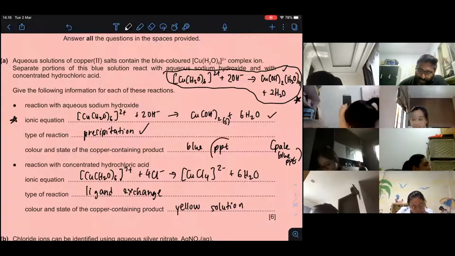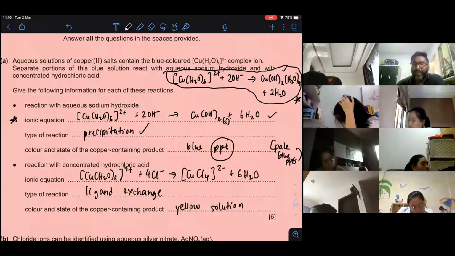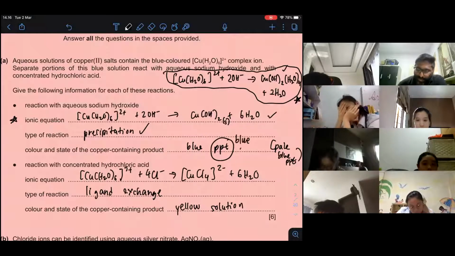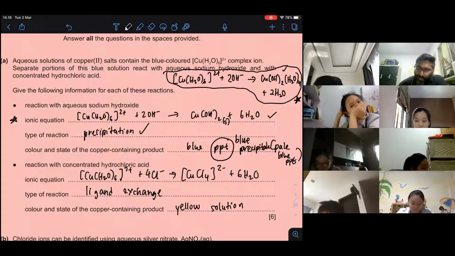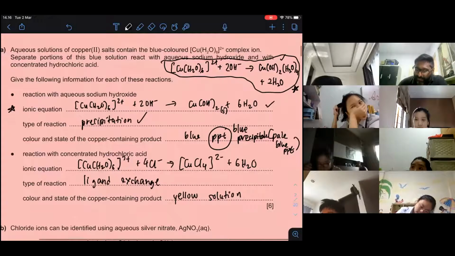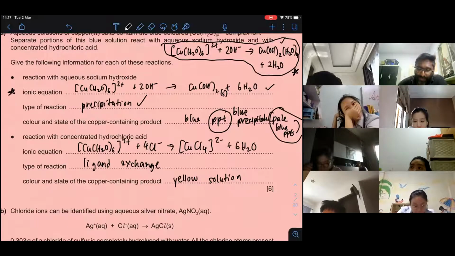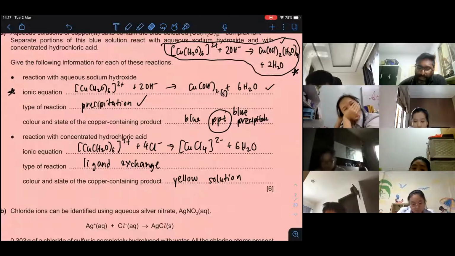Here I'm just using this term on the PPT for your class, but it's supposed to be blue precipitate in full. To be exact, in your textbook they mention it's going to be pale blue precipitate. So you choose which one you want to give, but it's supposed to be blue precipitate. It's not solution. Blue precipitate.